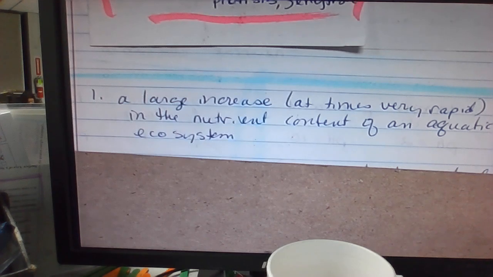A large increase, at times very rapid, in the nutrient content of an aquatic ecosystem.